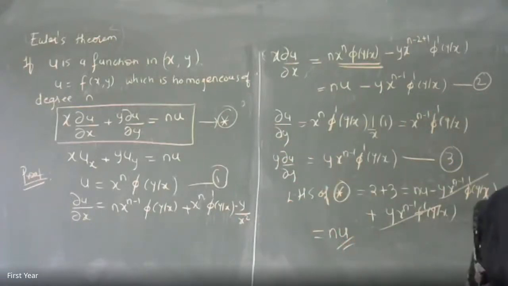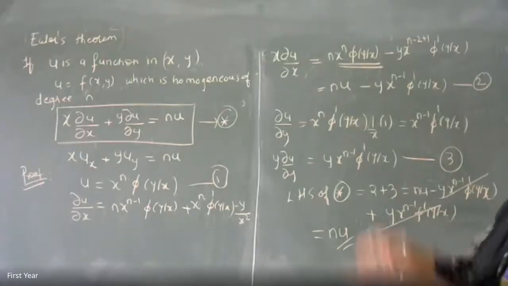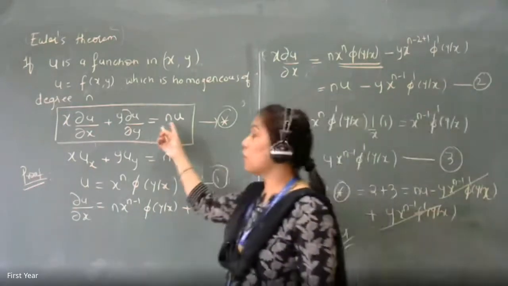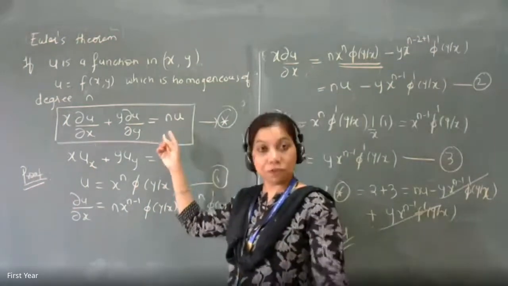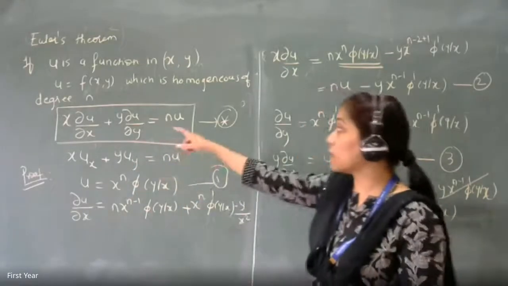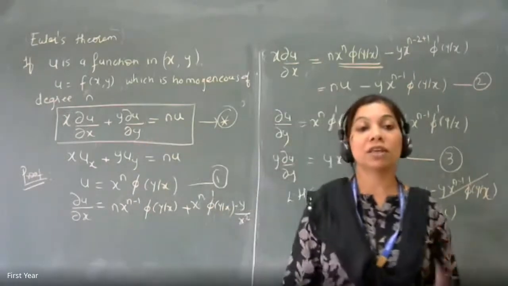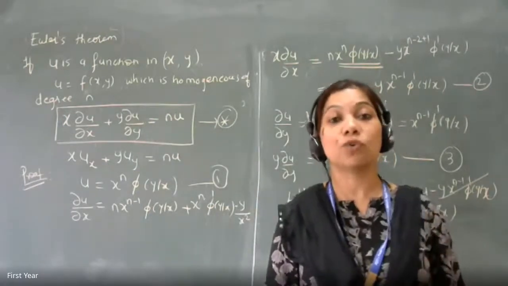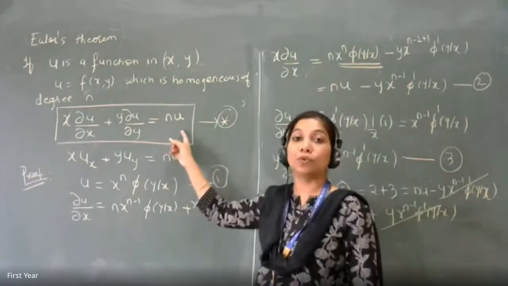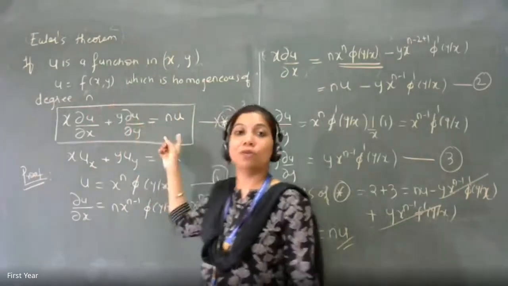Is this clear to everyone? Yes, ma'am. So the theory part is done, and you have been given directly the output. What is the output? n into u. So henceforth, if your question asks you to find the value of x delta u by delta x plus y delta u by delta y, then you have to first check whether the function is homogeneous. If the function is homogeneous, directly you write down the answer as n into u. Where n is the degree of that homogeneous function, and u is the given function.